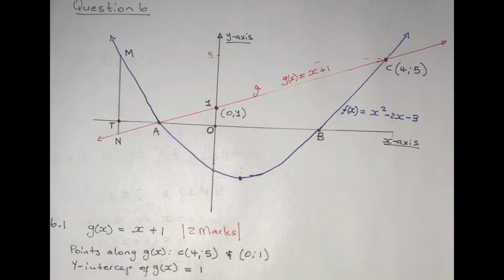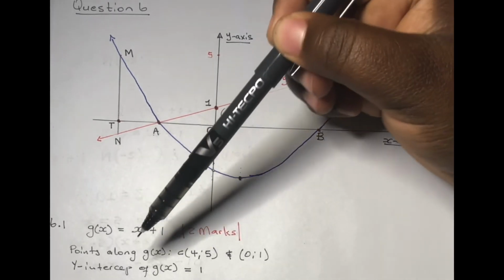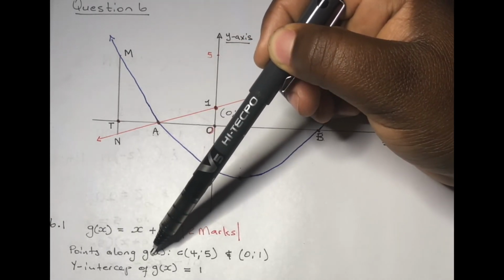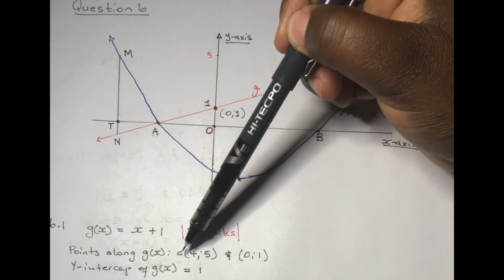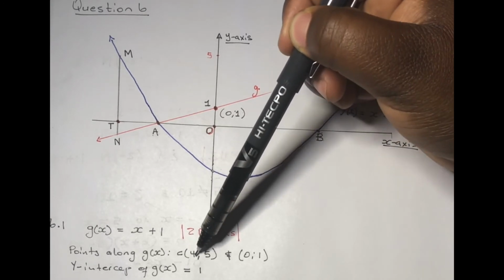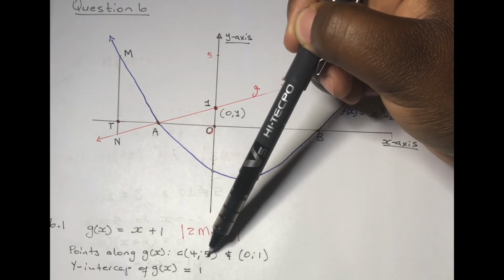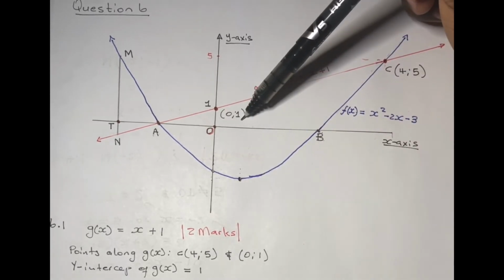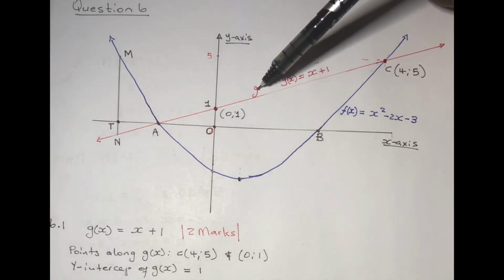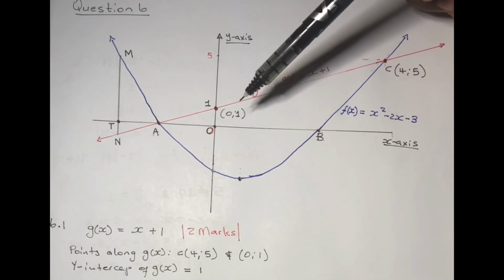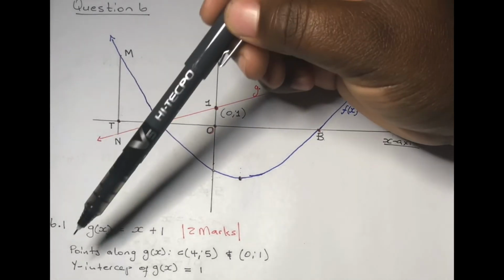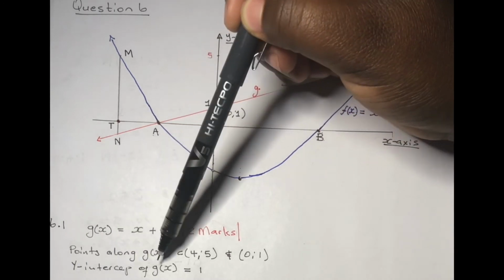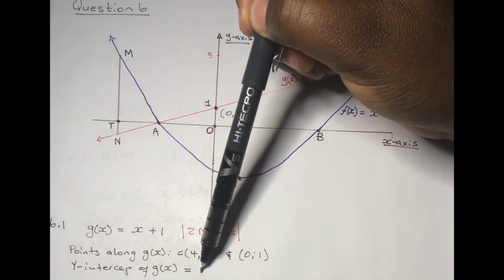So what I did here is to indicate that points along the graph of g, it's this point which is C, where 4 is our x and 5 is our y. And we also have a point where our straight line, the graph of g, cuts the y-axis. So I've also made a note here to say our y-intercept of the graph of g is equals to 1.